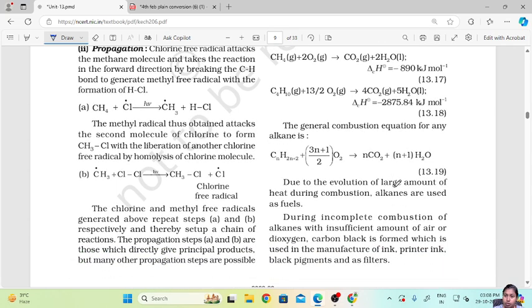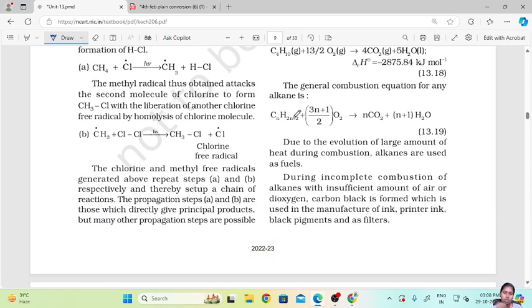Now the general combustion equation for any alkane is, this is the general combustion equation. It will be CnH2n+2, this is the general formula of alkanes, plus O2, and the amount of O2 required is (3n+1)/2. This much oxygen will give you n number of carbon dioxide and (n+1) number of water molecules, and heat is released. Due to the evolution of large amount of heat during combustion, alkanes are used as fuels. Since there is large amount of heat which is released during combustion, that's why alkanes are used as fuels.